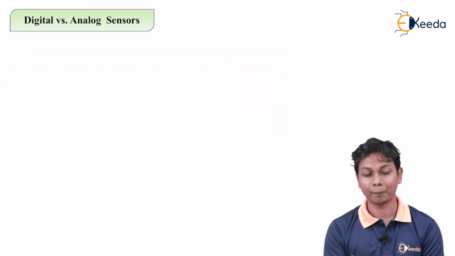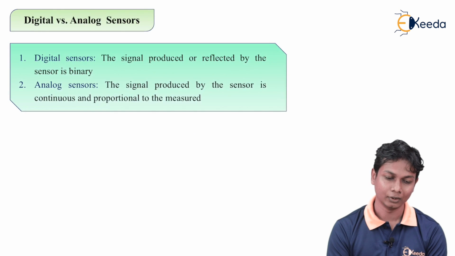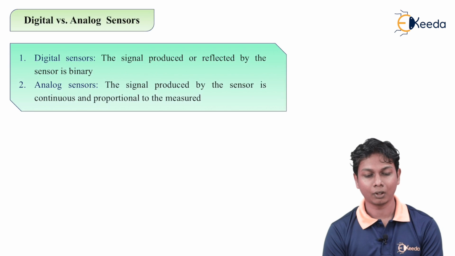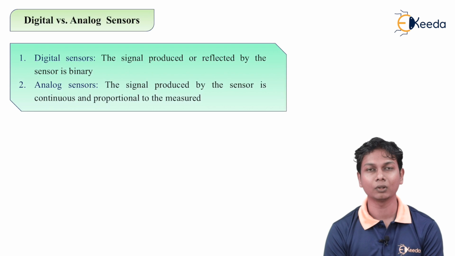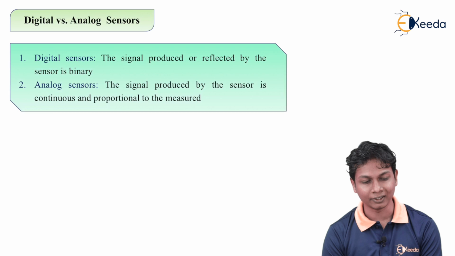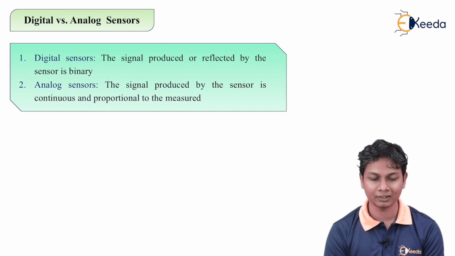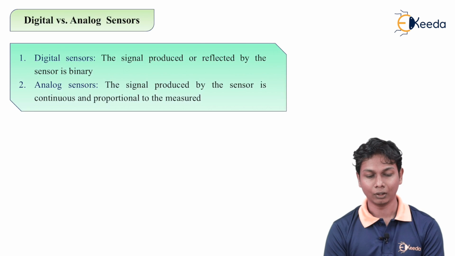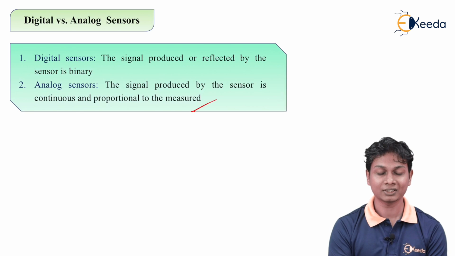Now the time is for digital versus analog sensor. So what is a digital sensor? The signal produced or reflected by the sensor is in binary. Means what? Whatever output comes from the sensor in the form of binary is a digital sensor. With an analog sensor, the signal produced by the sensor is continuous or proportional with respect to time. It is called an analog sensor.